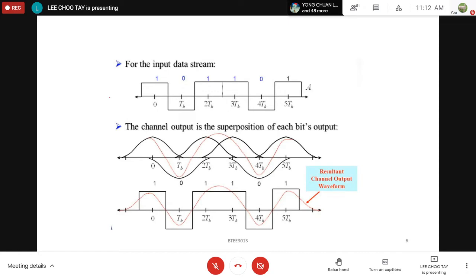What kind of line code is used here? This is polar, isn't it? Because you have positive pulses and negative pulses. Basically, it's polar non-return to zero, right? Polar non-return to zero rectangular pulses.